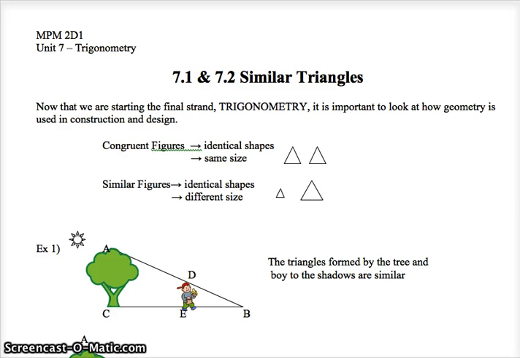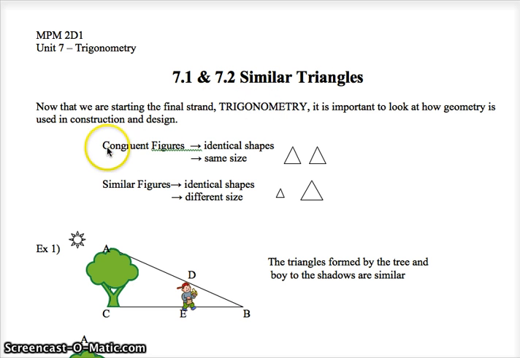Okay, so we're finally starting the last strand on trigonometry, which is how we look at construction and design. Trigonometry stands for the study of triangles. Trig stands for triangles and ometry is study, just like geometry is the study of shapes.